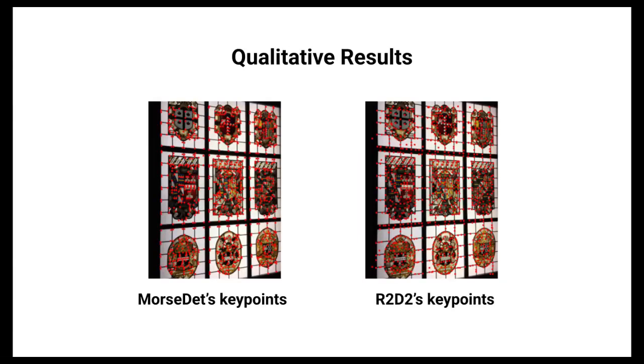This image shows the key points detected by our model, namely MorseDet, compared with the previous method based on fixed size patch loss. Thanks to our topological loss, MorseDet is capable of detecting key points at multiple scales, adapting to the image content.